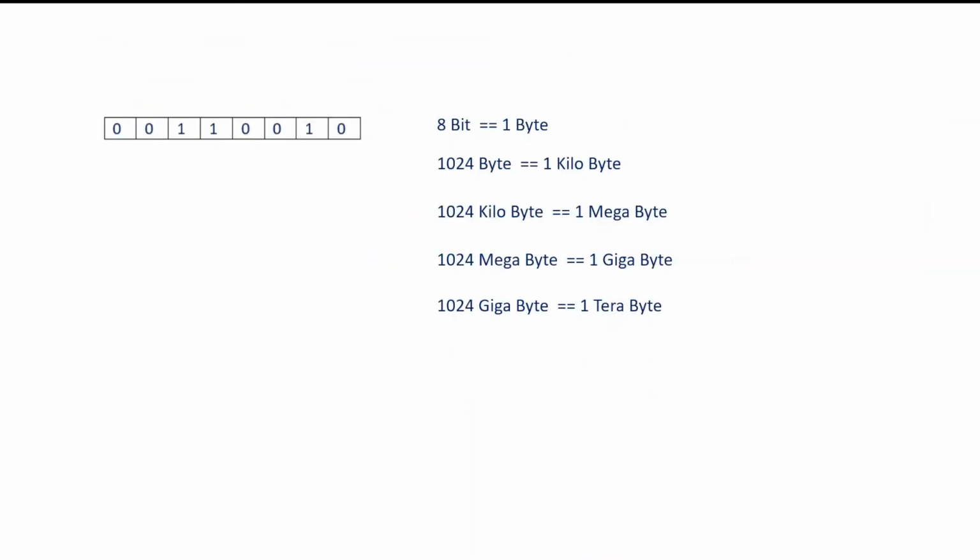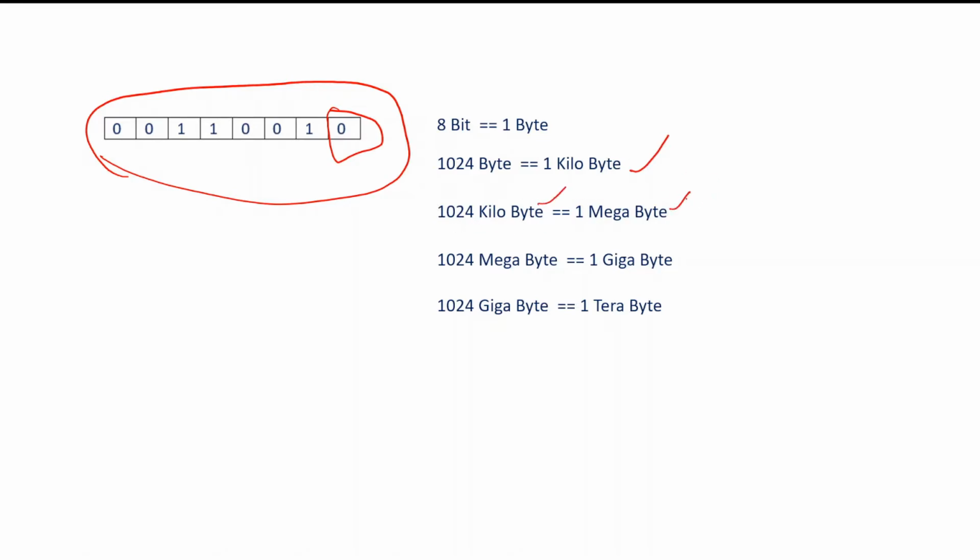We have some metrics to talk about. Here, one digit of information is called bit. 8 bits are called byte. 1024 bytes is 1 kilobyte. 1024 kilobytes is 1 megabyte. 1024 megabytes is called 1 gigabyte. 1024 gigabytes is 1 terabyte.